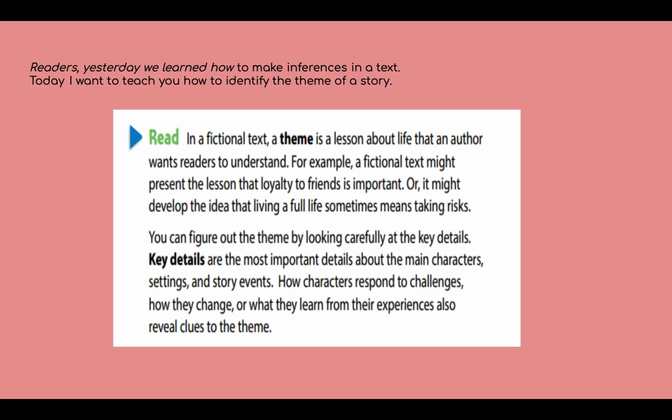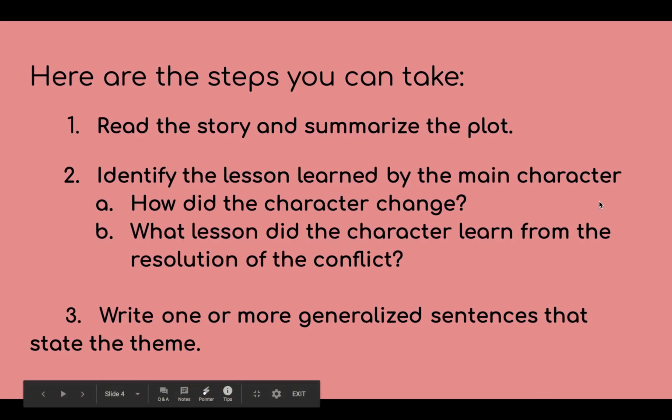In a fictional text, a theme is a lesson about life that an author wants readers to understand. For example, a fictional text might present the lesson that loyalty to friends is important, or it might develop the idea that living a full life sometimes means taking risks. You can figure out the theme by looking carefully at the key details. Key details are the most important details about the main character, setting, and story events. How characters respond to challenges, how they change, or what they learn from their experiences also reveal clues to the theme. Here are the steps you can take.